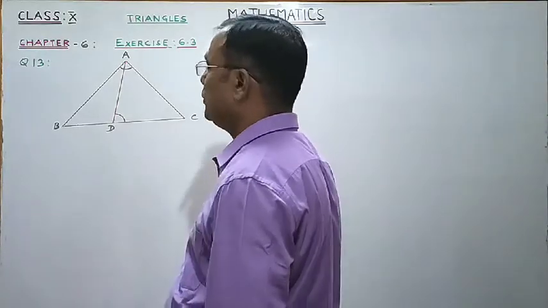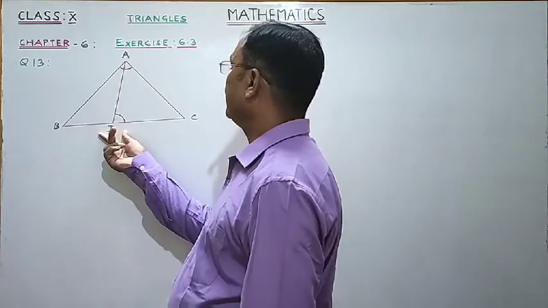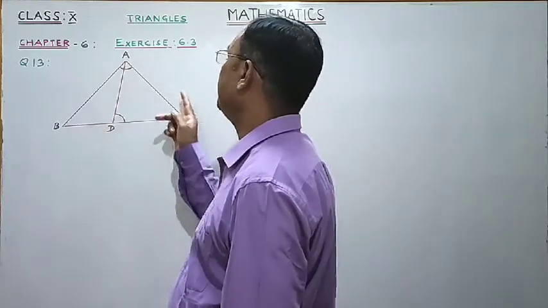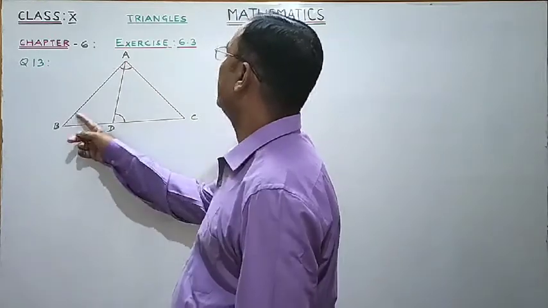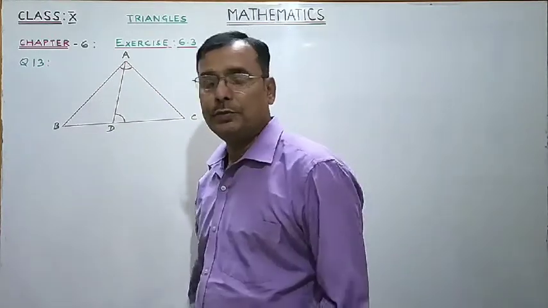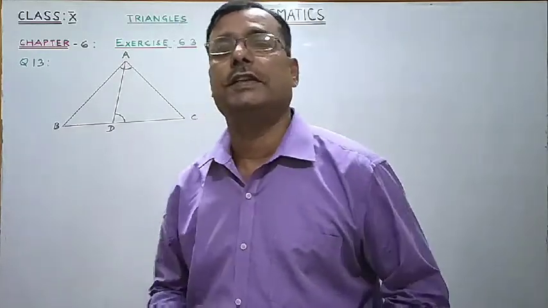Exercise 6.3, question number 13. In this question, D is a point on the side BC of triangle ABC such that angle ADC is equal to angle BAC, and we have to prove that CA square equal to CB into CD.